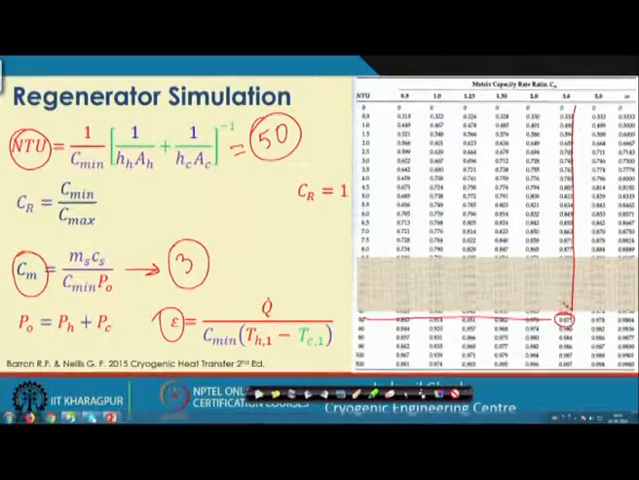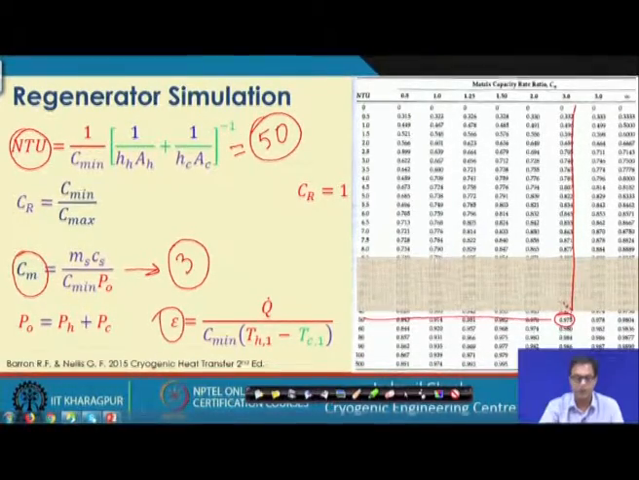So, this is how we calculate the effectiveness, or simulate the performance, of the regenerator when we know its geometry and some of the fluid flow parameters. This is pretty similar to our heat exchanger design, where we know the inlet conditions and the heat exchanger geometry, and we try to find out the exit temperature. So, this is how we know the overall performance of the regenerator.